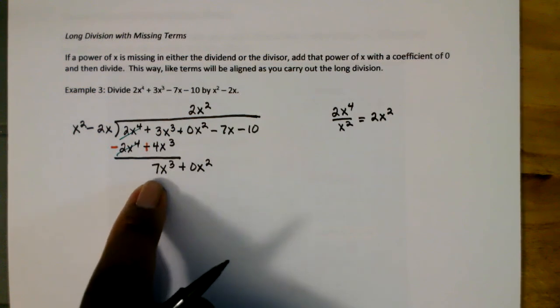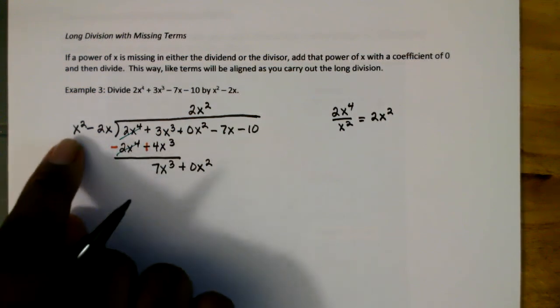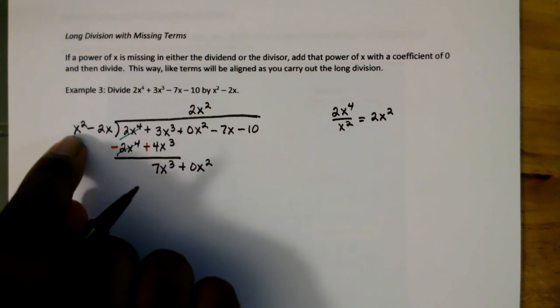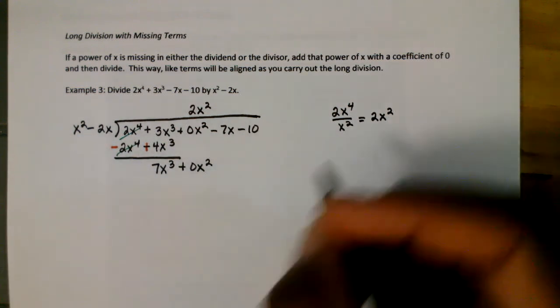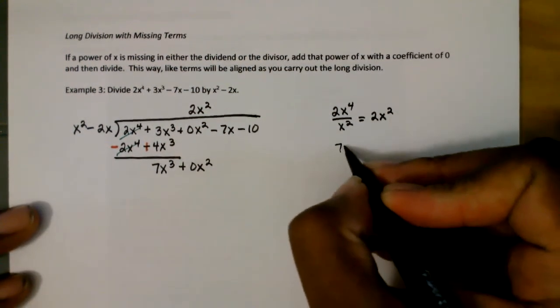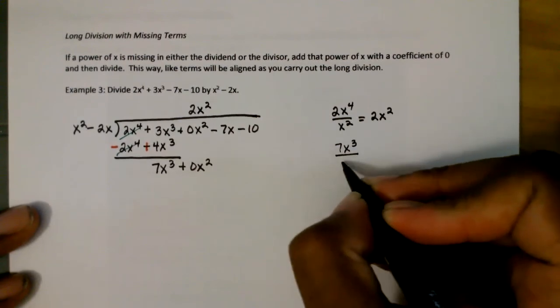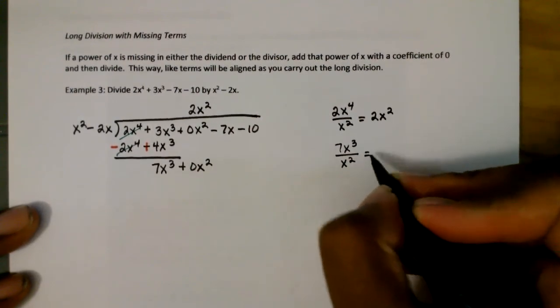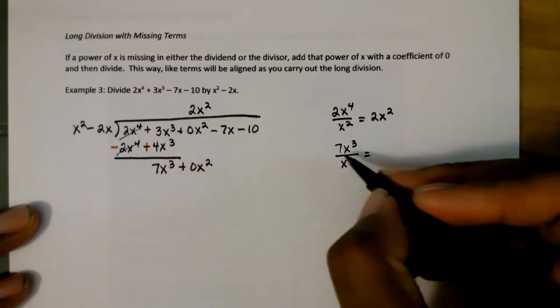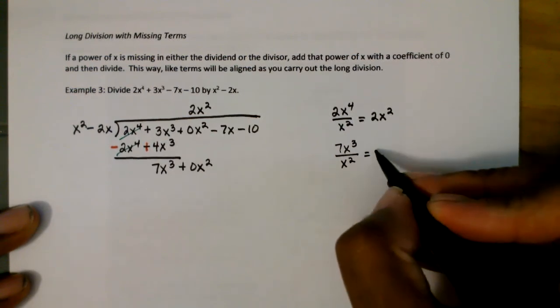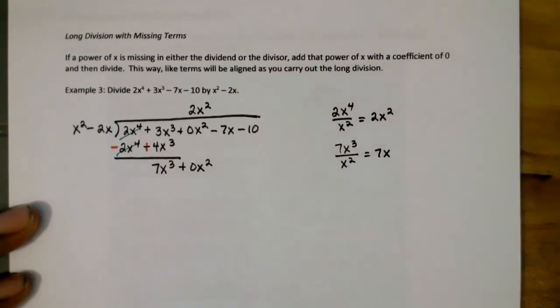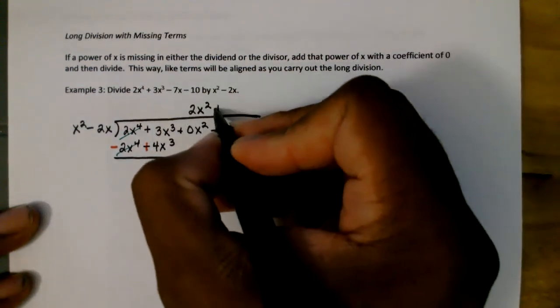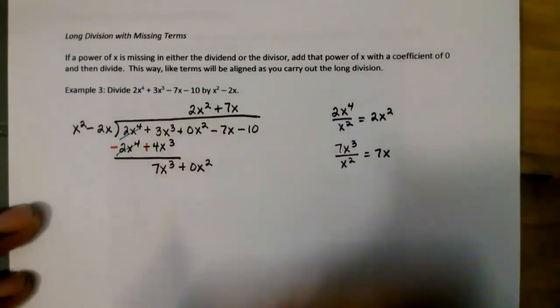Take the first term of this expression, which is 7x cubed, divide that by the first term of your divisor, which is x squared. So we have 7x cubed divided by x squared. Well, 7x cubed divided by x squared would just be 7x. And it's a plus 7x, so we have to put plus 7x in the quotient.